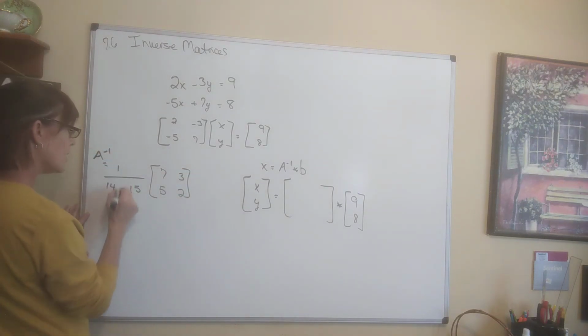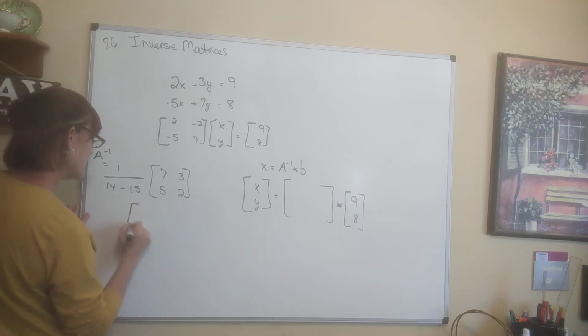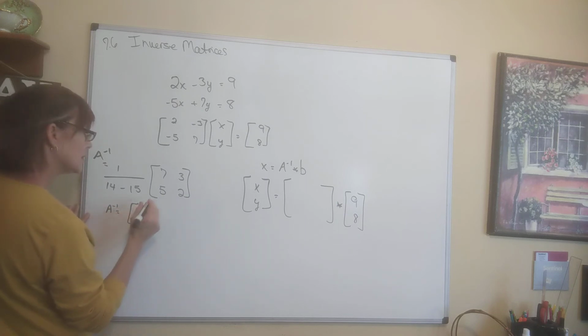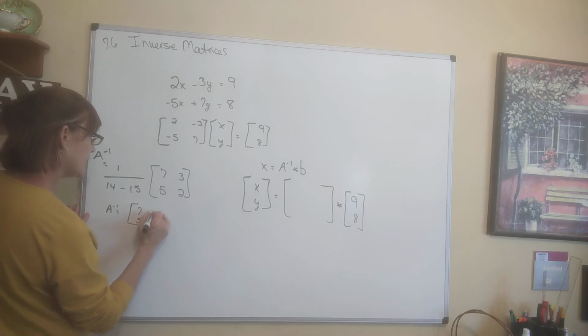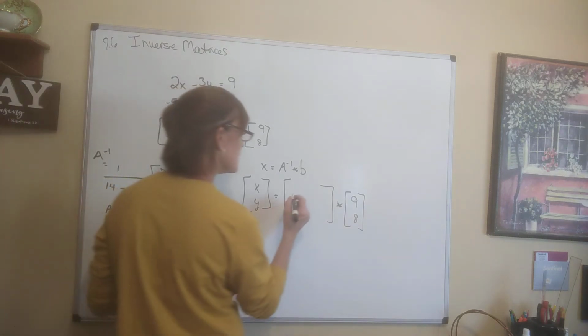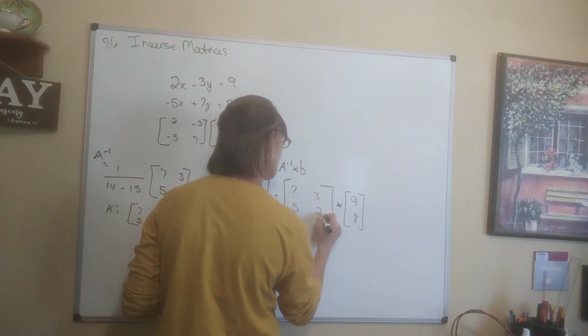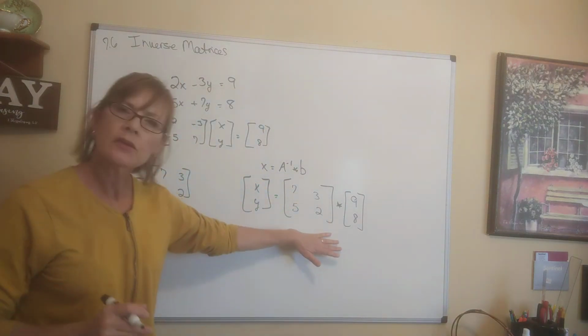So this is going to be 1 over negative 1, basically, times 7, 5, 3, 2, or basically a negative 1 times all this. So A inverse is going to be 7, 5, 3, 2. All right. That's A inverse. Now, I'll just tell you how to do this in a minute.